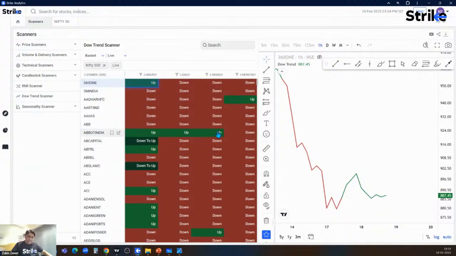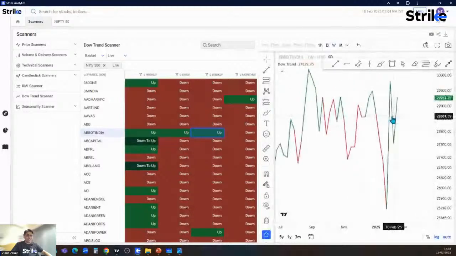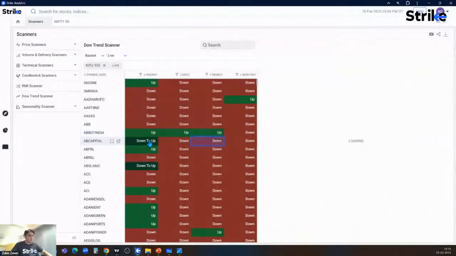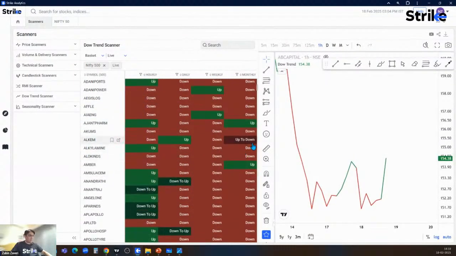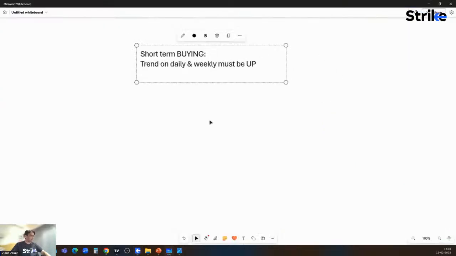If you click on this cell, the weekly chart will open up on the right hand side. The chart of the stock will get loaded over here. So this is the weekly chart. In whichever cell you select, let's take Aditya Birla Capital, down to up. What is this down to up? What is up? What is down? What is up to down? There are four possibilities over here. All these possibilities I will share with you now. First, let's understand this on a whiteboard.